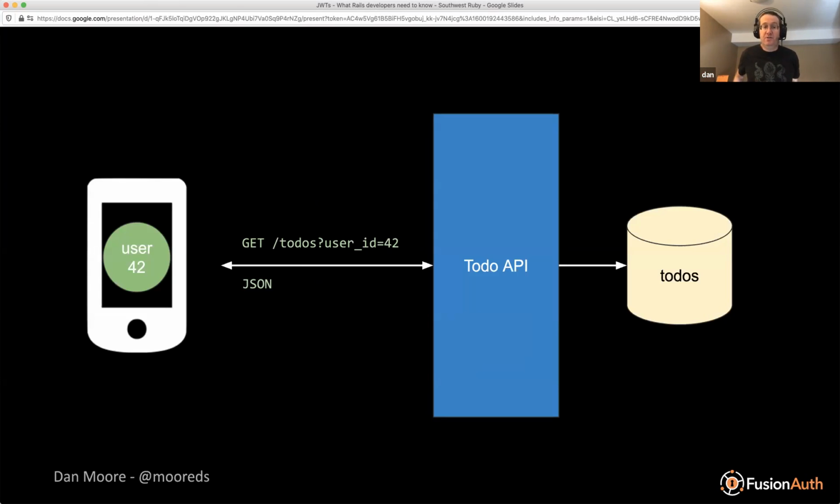So one way to do this would be for you to pass that user ID, 42, from the client, which extracts it from the JSON, and pass that to the to-do API, which then would look up all the to-dos for user ID 42, and then pass that back as JSON for the client to actually display.